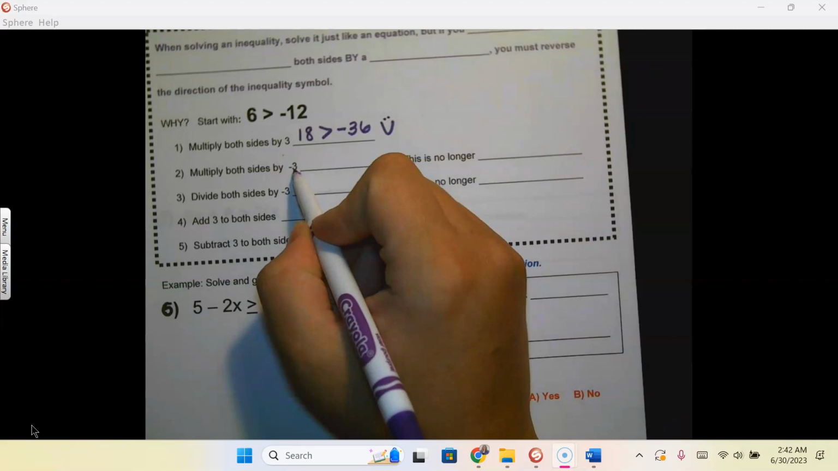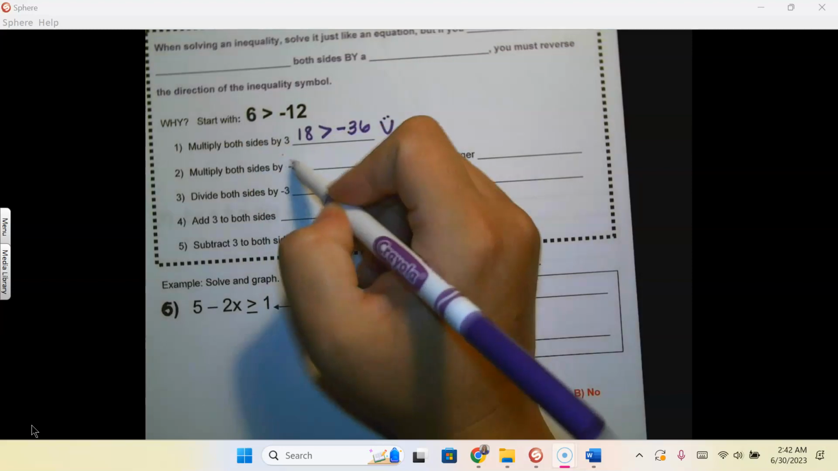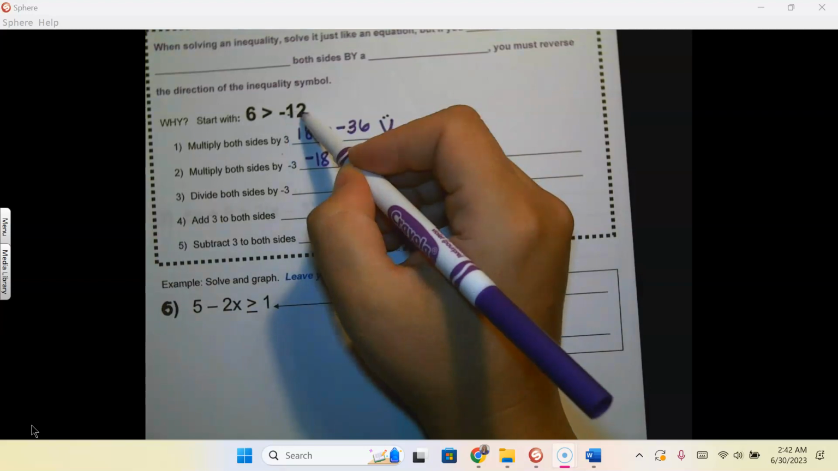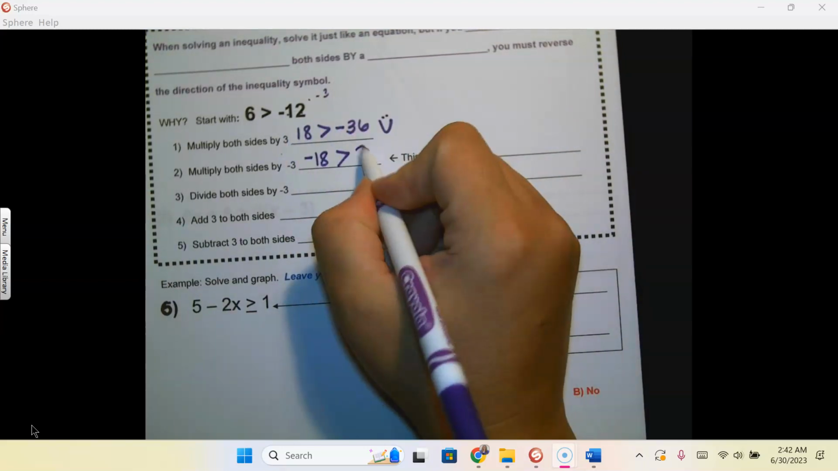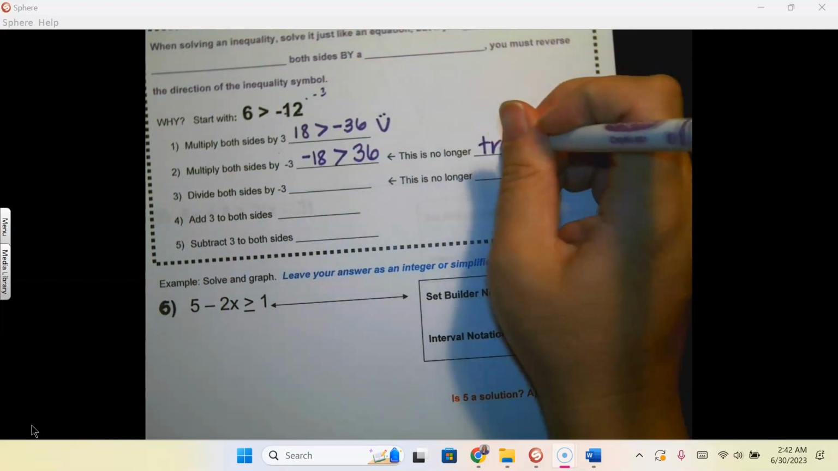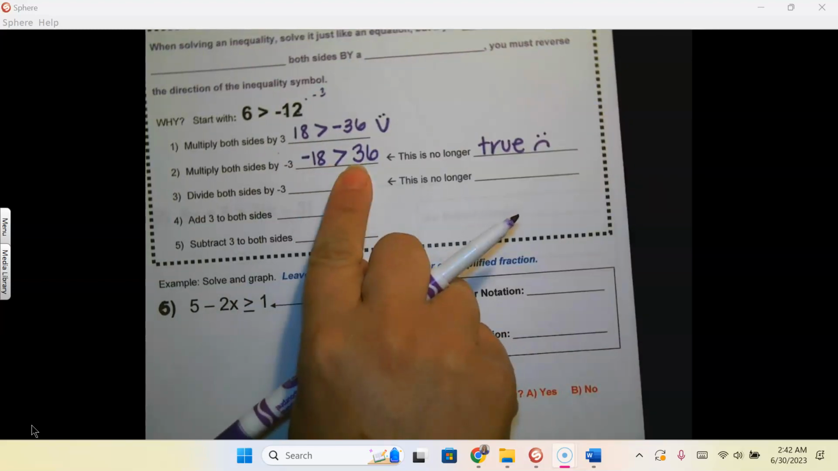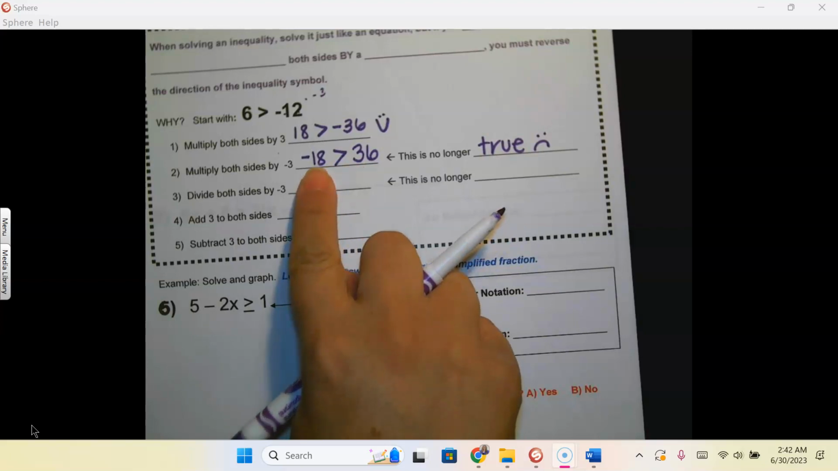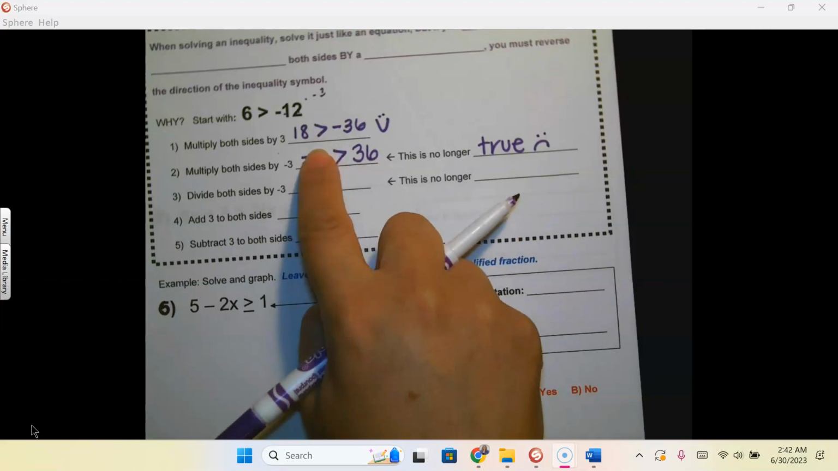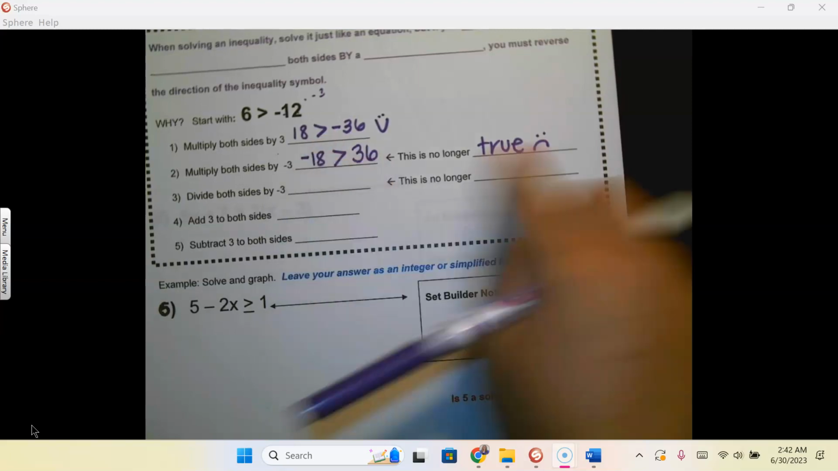Now let's see what happens when we multiply both sides by a negative 3. When we do 6 times negative 3, that's negative 18. And when we do negative 12 times negative 3, that's positive 36. So this is no longer true. When we multiply both sides by a negative, it makes an untrue statement, because this says negative 18 is bigger than 36? No, owing someone 18 is not having more money than $36. So that is not true.